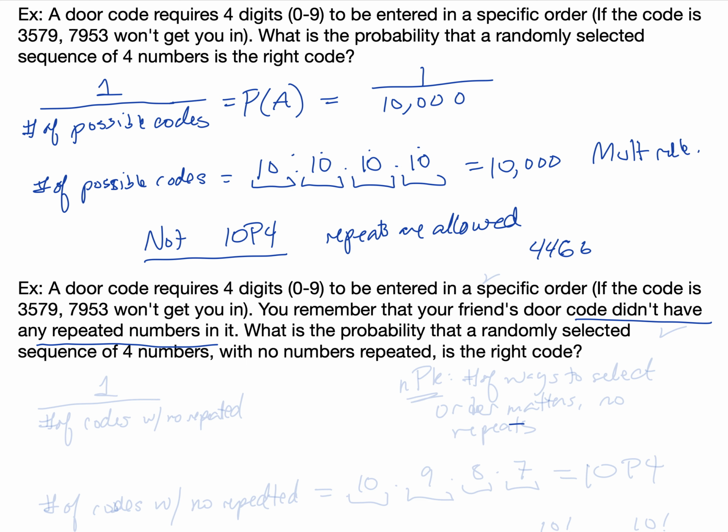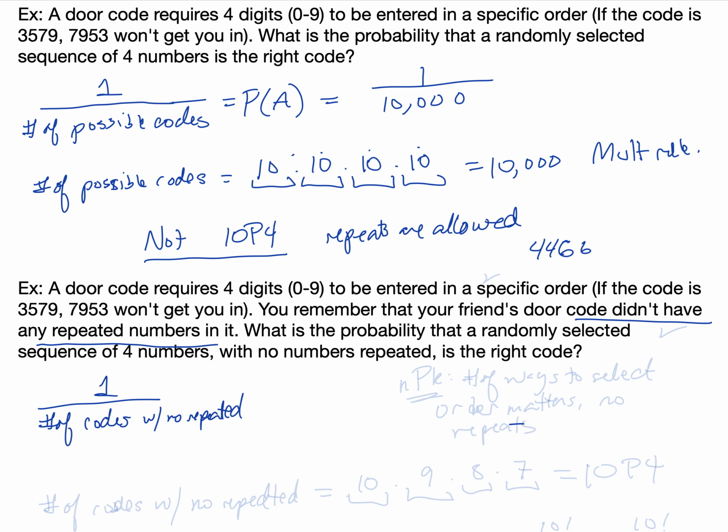All right, let's compare that with this variation. So here we said that you know something about your friend's door code. You remember that it doesn't have any repeated numbers in it. What is the probability that a randomly selected sequence of 4 numbers with no numbers repeated is the right door code? So again, it's still going to be 1 out of the number of codes, but now it's the number of codes with no repeated numbers. So how many of those are there?